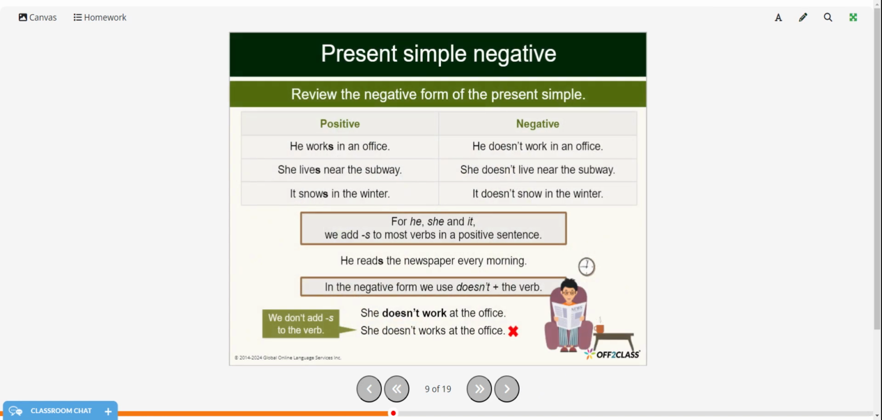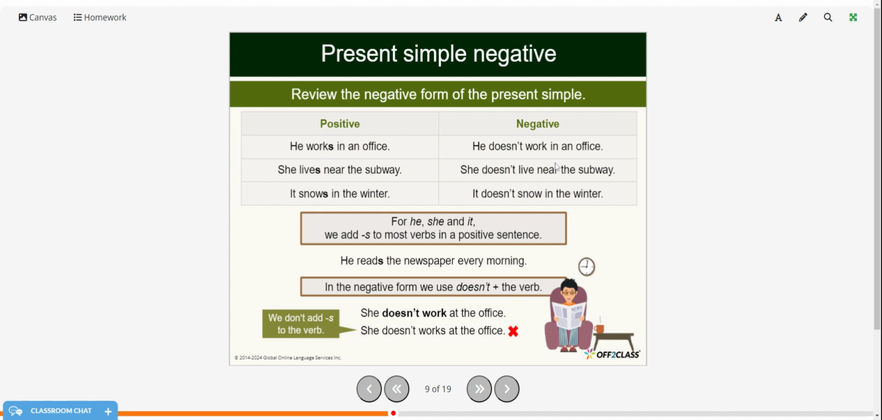All right, now we're going to talk about the present simple negative. So first we'll review the positive. In the third person singular, if you remember, you have to put an S on the verb. He works in an office. She lives near the subway. It snows in the winter. And we only add that S when the subject is he, she, or it.